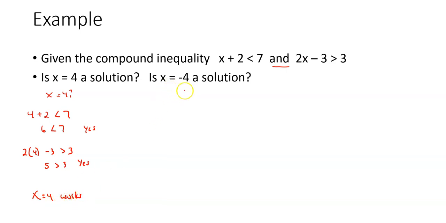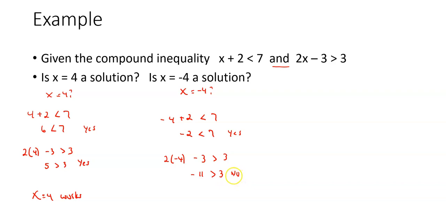Now, how about the second one? How about x equals negative 4? So try negative 4 plus 2. Is that less than 7? Well, negative 4 plus 2 is negative 2. Negative 2 is less than 7, so yes, it works. How about for the second one? 2 times negative 4 minus 3 is greater than 3, so negative 8 minus 3 is negative 11. No, negative 11 is not more than 3.